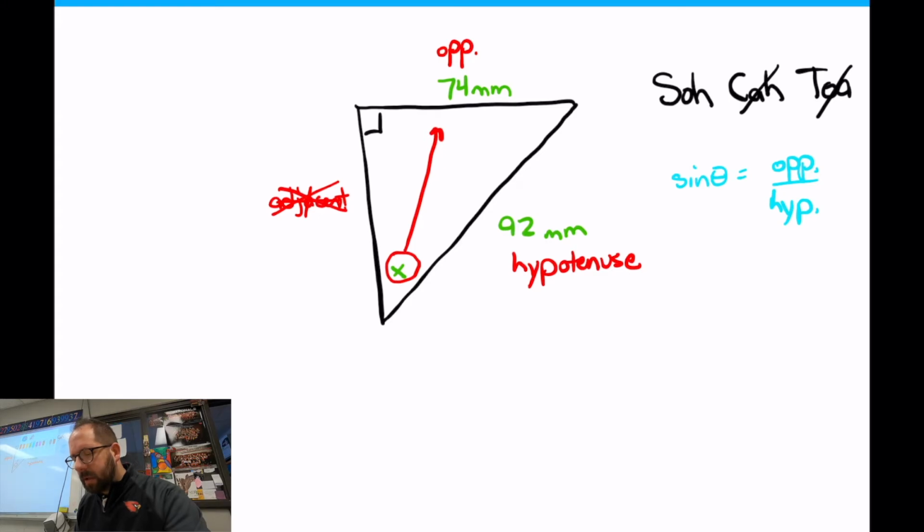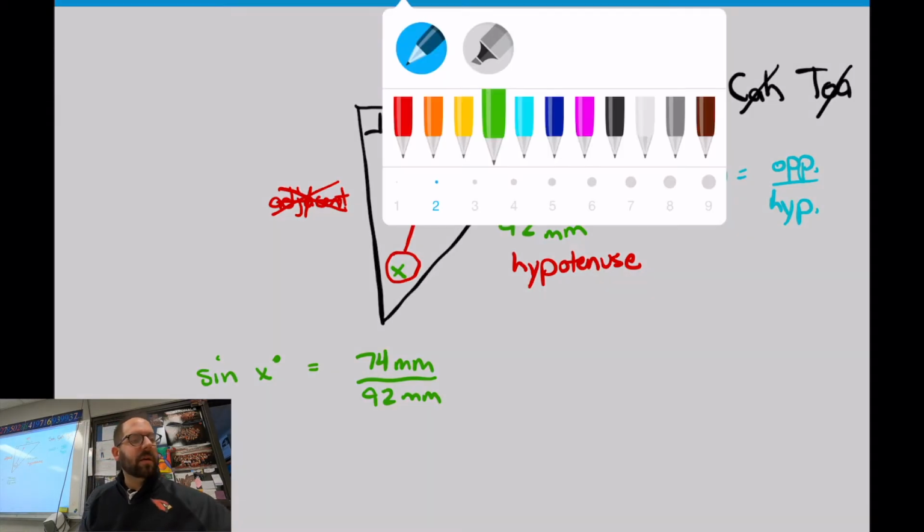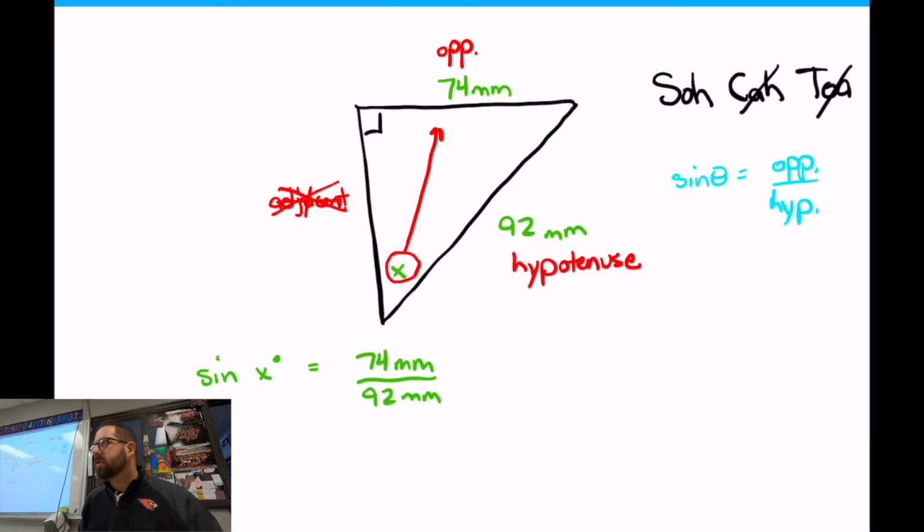So plugging my numbers in, I have the sine of x degrees is equal to the opposite over the hypotenuse, sorry, over the hypotenuse. The millimeters labels cancel out, using that idea of dimensional analysis, right? So the millimeters labels cancel. And now to solve this, we're missing the angle. So this is a new button on your calculator. It's right next to the sine key. You'll see it. It's sine with a little -1.